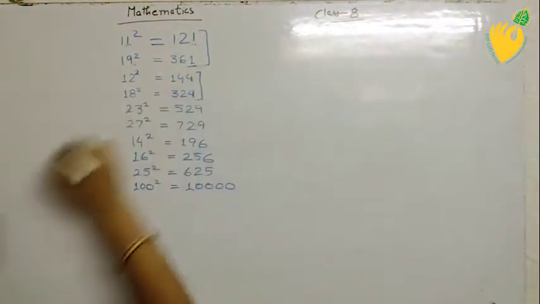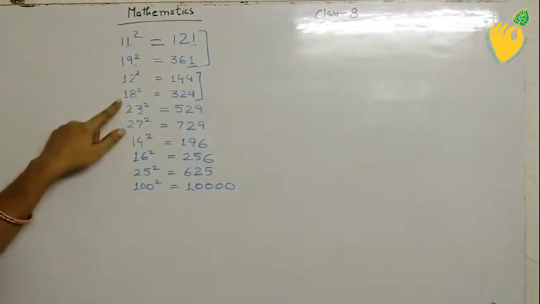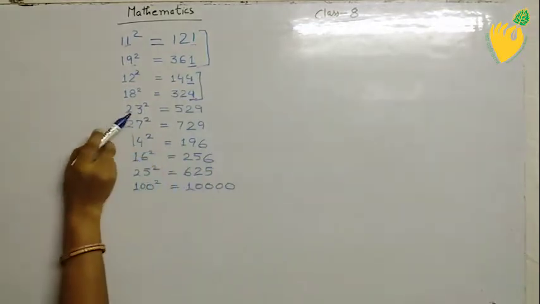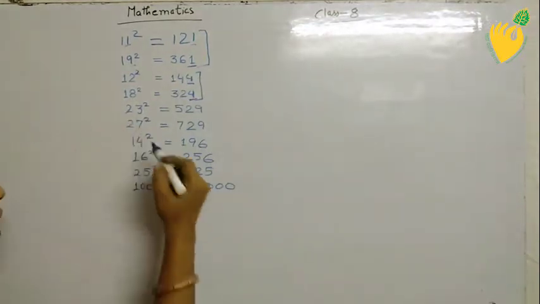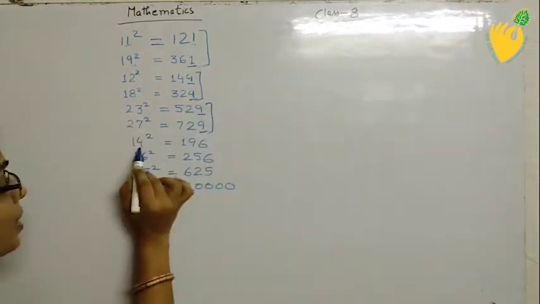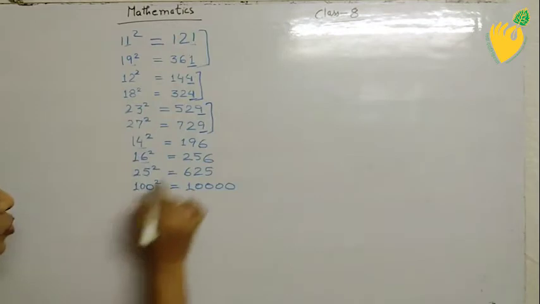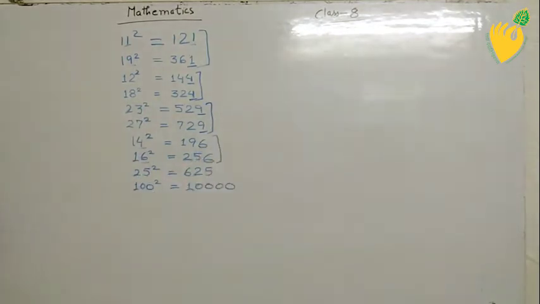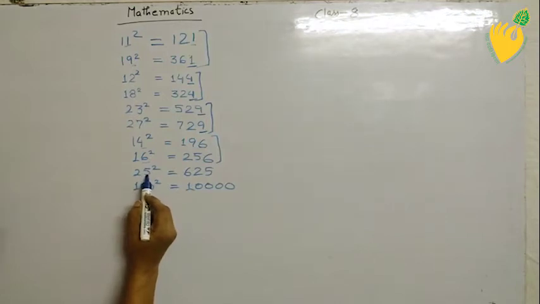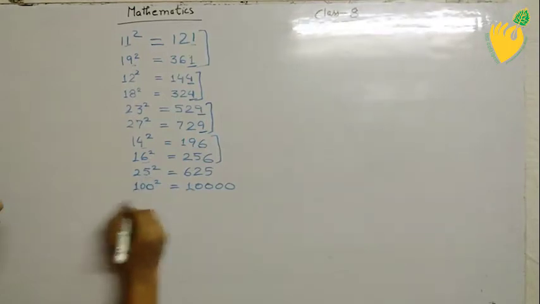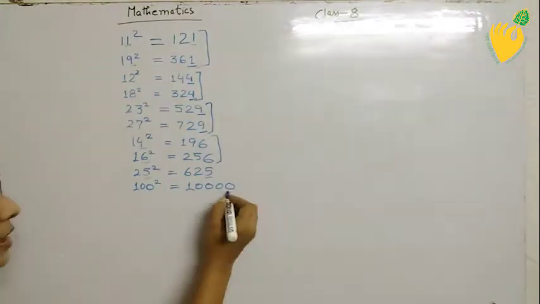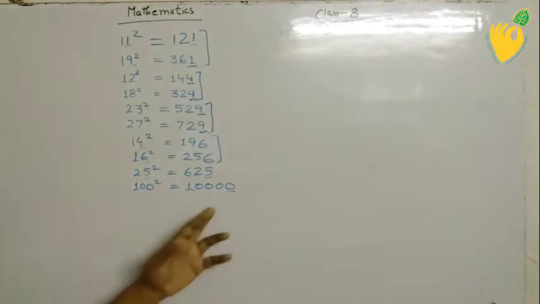Similarly, if a number ends with 2 or 8, then the square of that number will end with 4 only. If a number ends with 3 or 7, then the square of those numbers will end with 9. If a number ends with 4 or 6, then the square of those numbers will end with 6 only. Now see here, students, if a number ends with 5, then the square of that number will end with 5 only. And if the number ends with 0, then the square of that number will also end with 0.